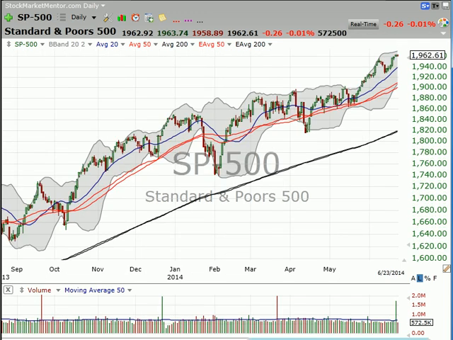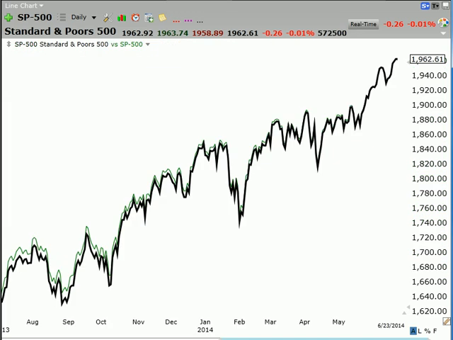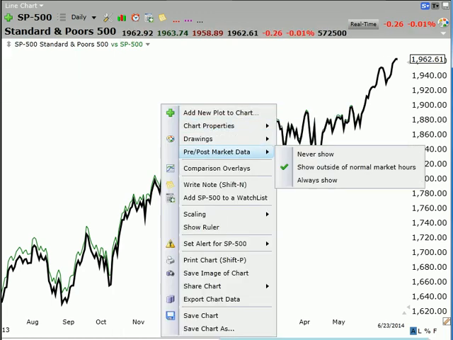Now, let's look at comparison charts, because I'll use these on some things. Let me just set one up here. Okay, so we're back to a line chart, and we've got the S&P 500. Now, let's look at comparison symbols.